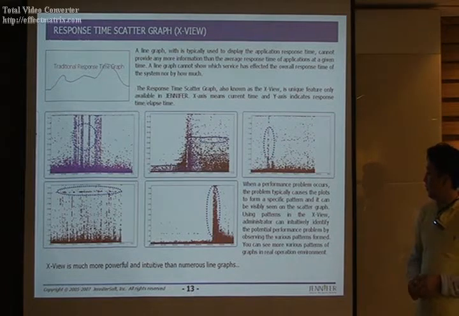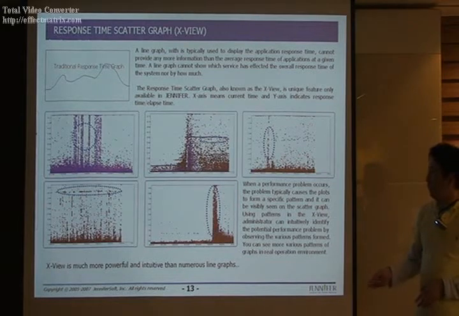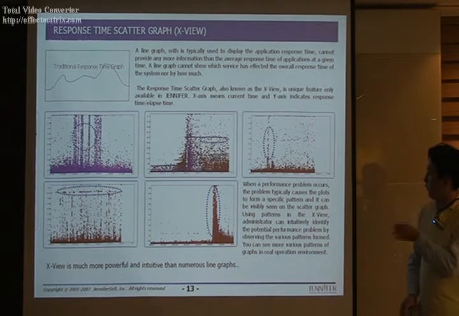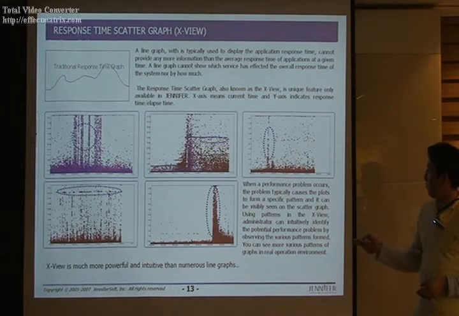We identify several different types of these patterns, and we do have some publications that explain each pattern. And using this type of graph, a user can quickly identify what kind of problem the system is suffering simply by looking at this graph.